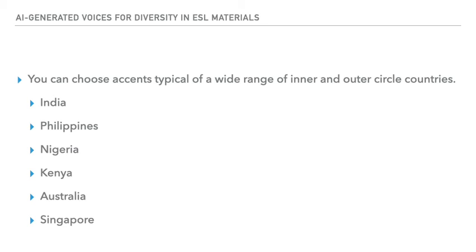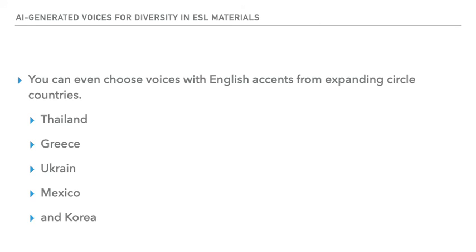You can choose accents typical of a wide range of inner and outer circle countries, such as India. There are voices from the Philippines, from Nigeria, voices from Kenya, from Australia, and from Singapore too. You can even choose voices with English accents from expanding circle countries, Thailand, or Greece. Ukrainian voices, glory to Ukraine. Spanish from Mexico. And of course, Korean voices.